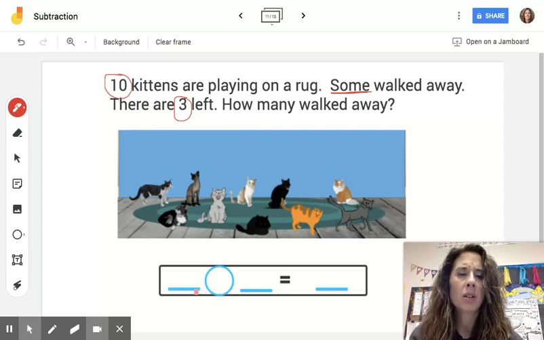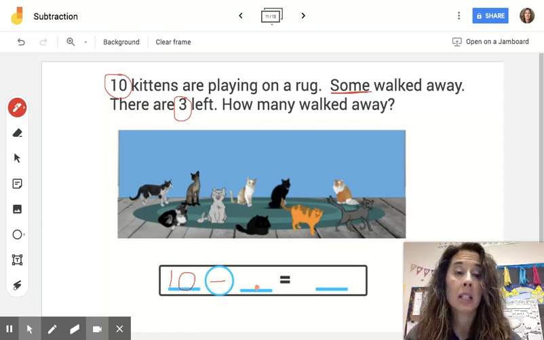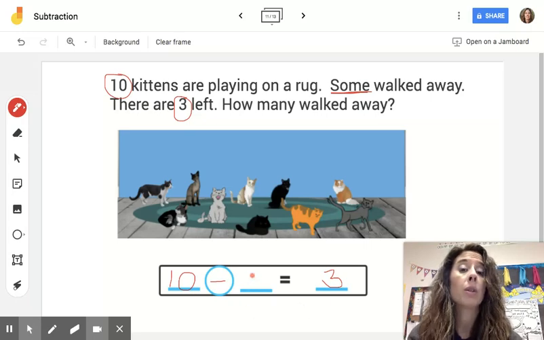It's take away. So let's see. In subtraction, we start with the bigger number. And in this case, it's the 10, right? So we know if we have 10 and we take away some cats, 3 cats are left. That's what they told us. That there were 10, then some walked away. Now there are 3. So we could do this a couple different ways. If you know you're making tens facts, you might already know what number goes here because you know 3 and something make 10. But if you didn't, what else could we do?